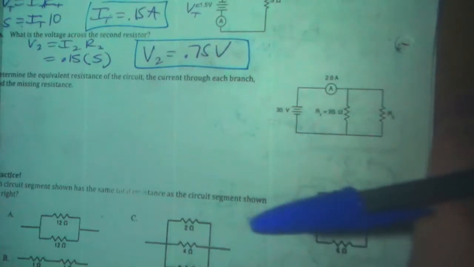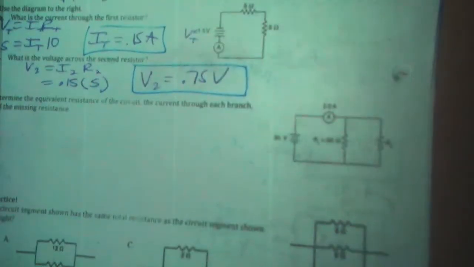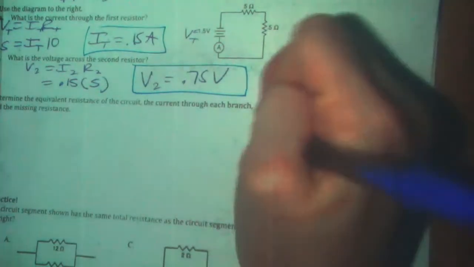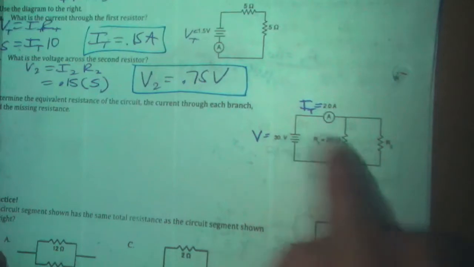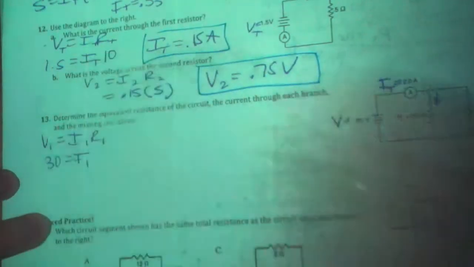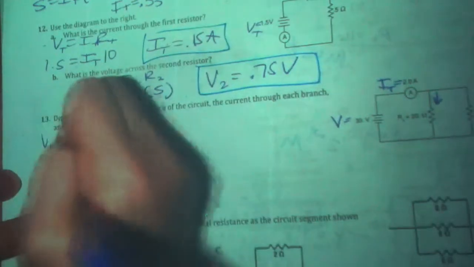Equivalent resistance, the current through each branch, and the missing resistance. So this right here is my total current. It's before it splits up. I know my voltage. This is my V total, my V1, and my V2. So let's find what I1 would be. V1 equals I1 R1. V1 is just going to be 30 volts. I1 is what I'm looking for, 20 ohms. That gives me a current of 1.5.